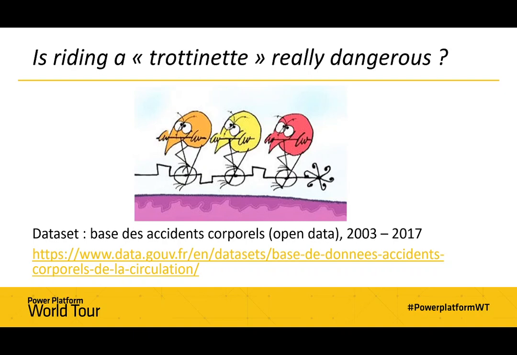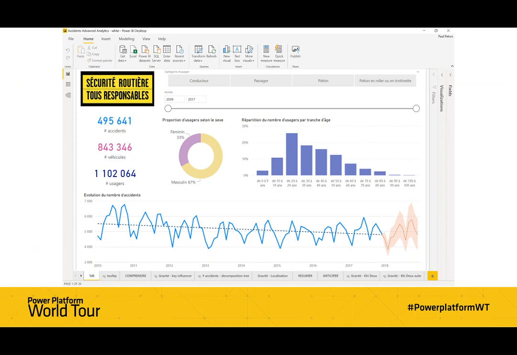And to have some data that is more concrete for demonstrations, I will take French open data about corporal accidents, that's fatal accidents. Sorry, it's not so pleasant, but it's quite a good data set. With this data set, I just built a dashboard, but we are going to focus on the data science approach.